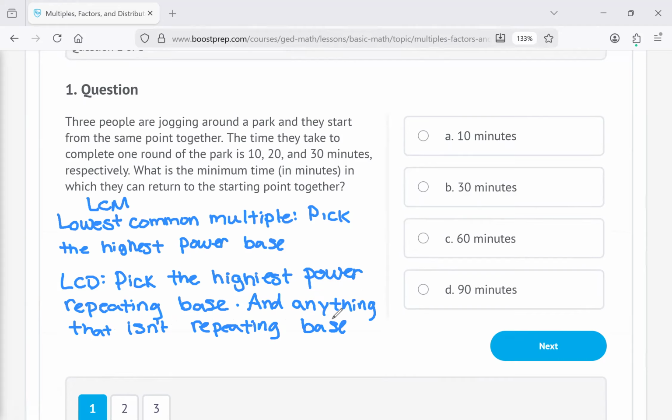So once you make your factor tree, circle all your prime numbers, you're going to have these prime numbers and some powers. If you have a repeating base, you pick the one with the highest power, and then you also include the number that is not in a repeating base. The difference with the LCM, the lowest common multiple, is you pick the one with the highest power base. I'll explain, but right now, I just want you to write it down.